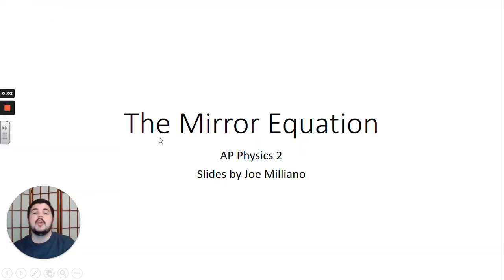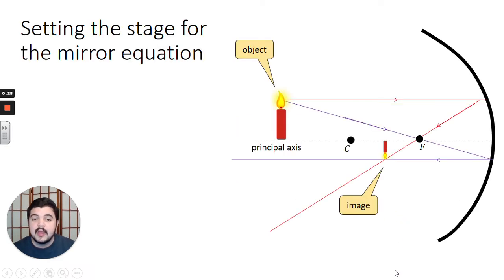Hey folks, in this video we are going to be talking about the mirror equation. The last video was about drawing ray diagrams that we could use to represent the location and size and orientation and type of an image formed by a spherical mirror. The purpose of the mirror equation is to get after that same information but in a mathematical, quantitative way rather than using ray diagrams. So, let's remind ourselves of some of the things with our ray diagrams.